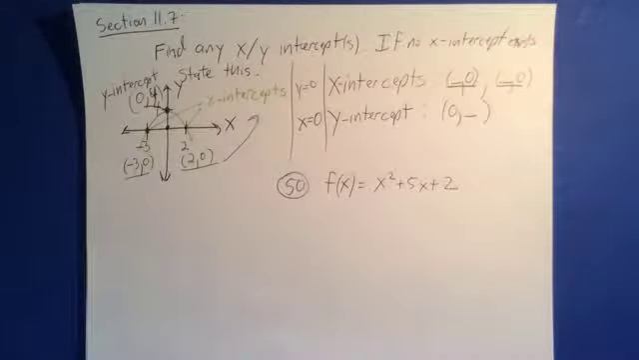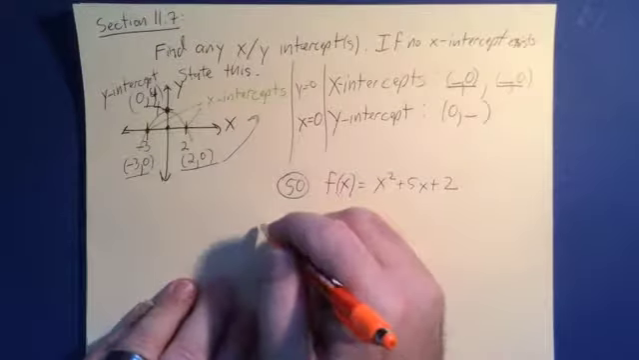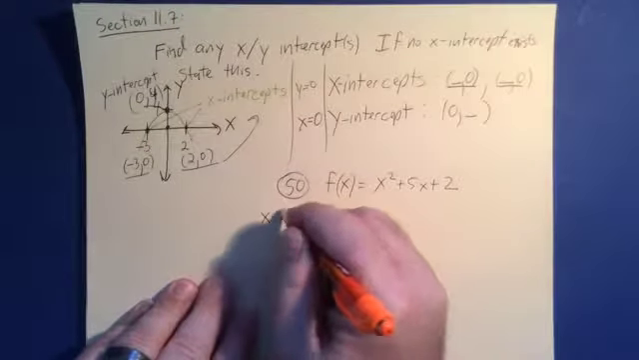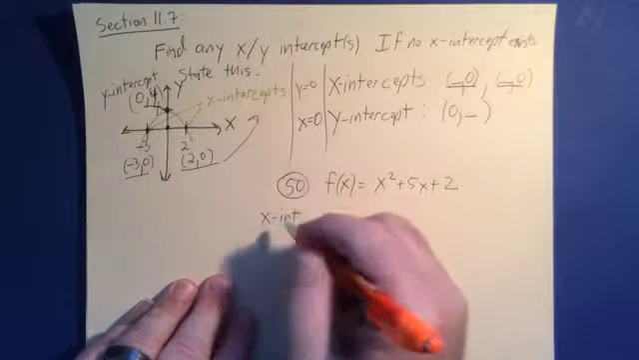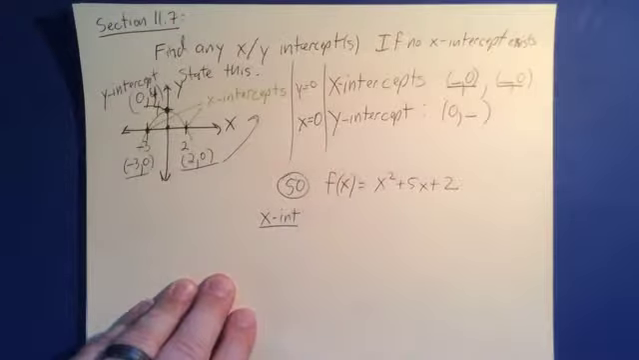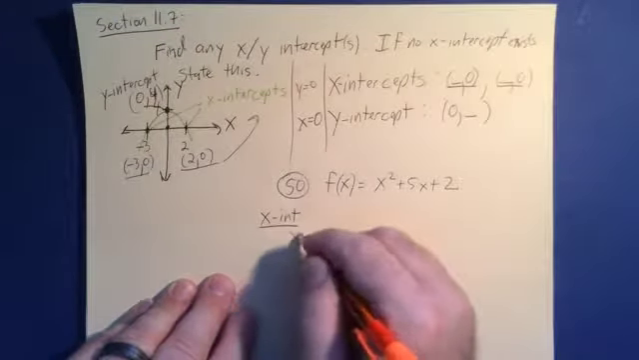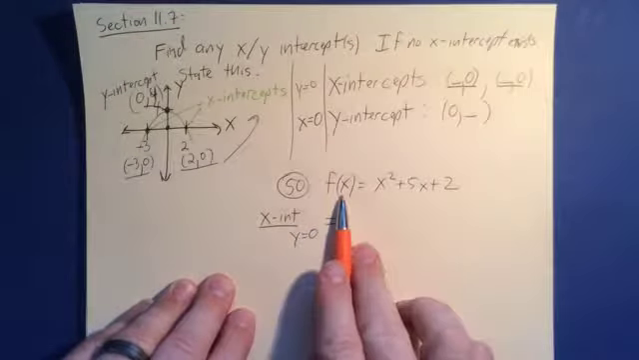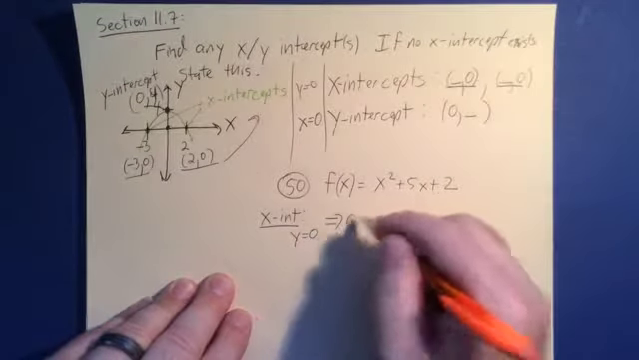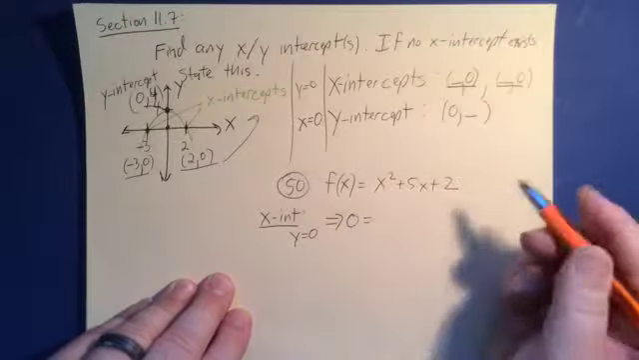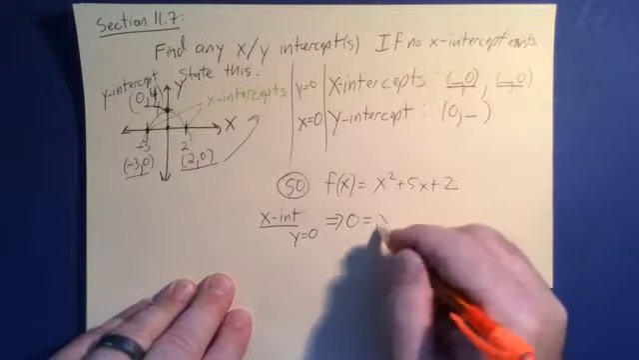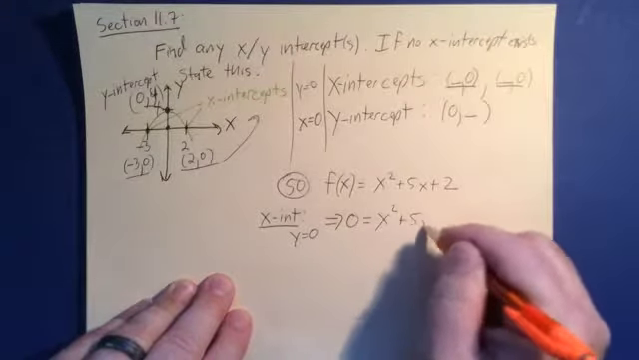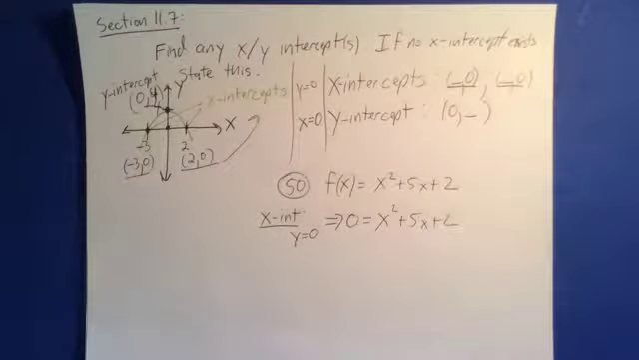One thing I do know is that if I want to find the x-intercepts, the value of y is 0. So for the x-intercept, I know that y is equal to 0. So for f of x, I'm going to put 0 in place of f of x, or 0 in place of y. I'm going to write 0 equals x squared plus 5x plus 2.